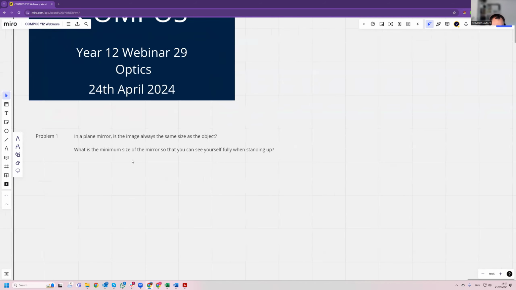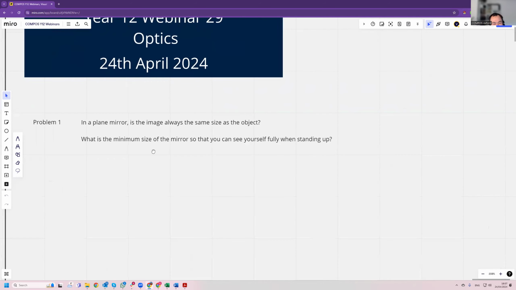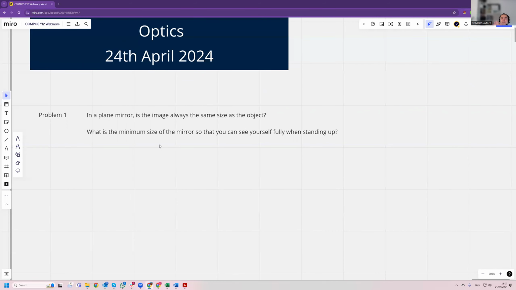Anyways, problem 1 in optics, and I really like this question. In a plane mirror, is the image always the same size as the object? What do you think? Answer in the chat, please. In a plane mirror, is the image always the same size as the object? Plane means flat here.